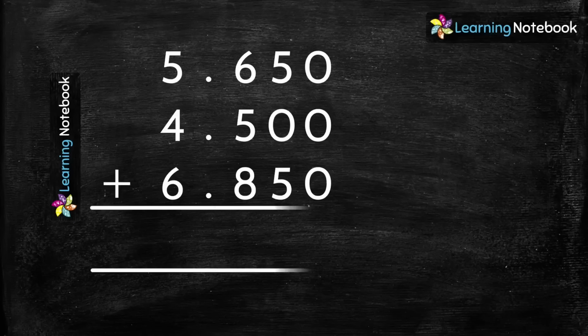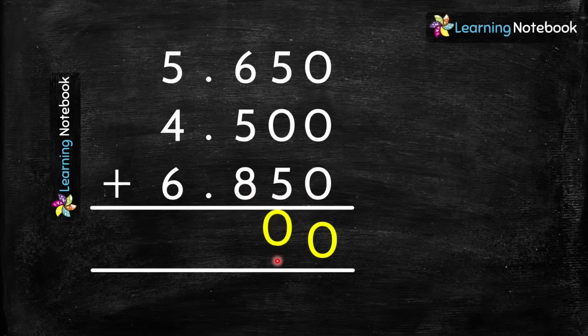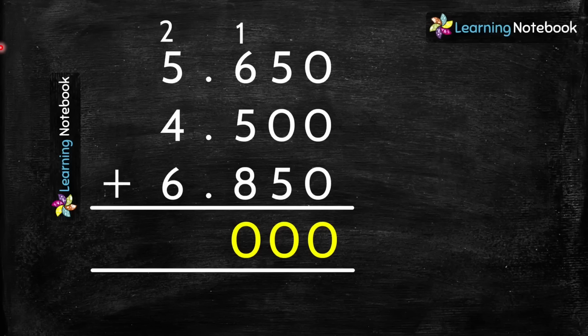After writing these numbers in column form, we will first add the decimal part. 0 plus 0 plus 0 equal to 0. 5 plus 0 plus 5 equal to 10. So carry 1 and write 0 in the answer. Next, 1 carry plus 6 plus 5 plus 8 equal to 20. So carry 2 and write 0 in the answer.